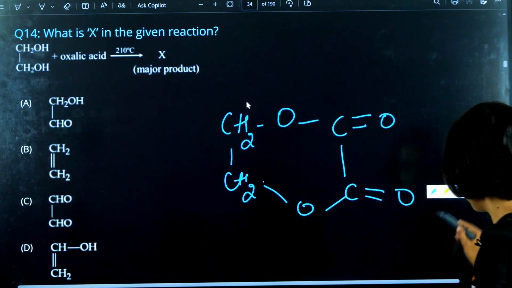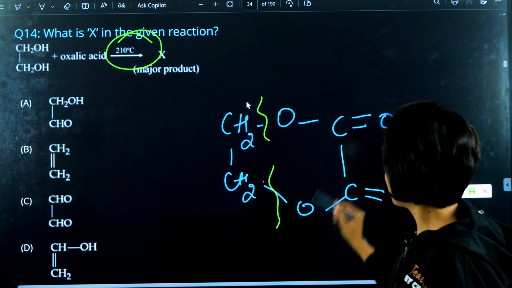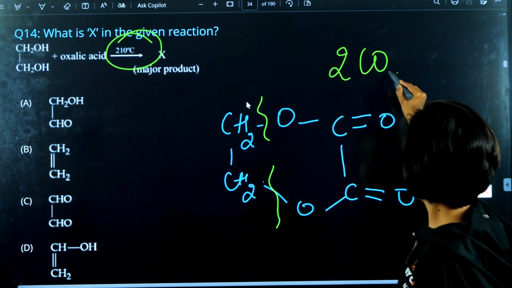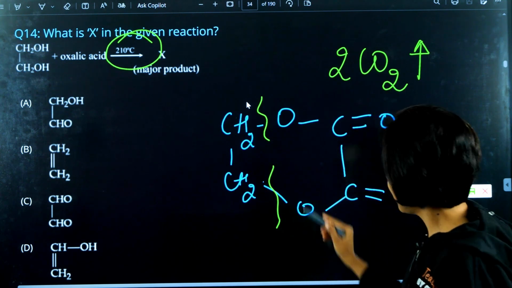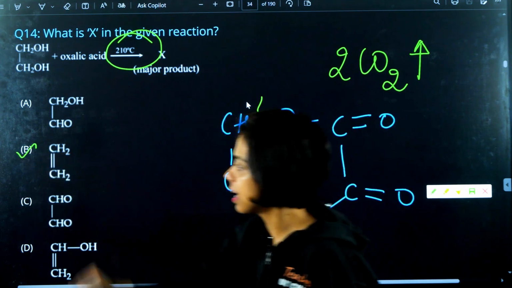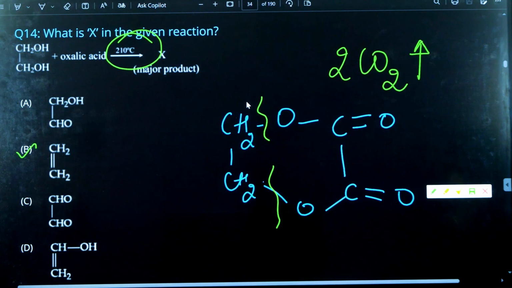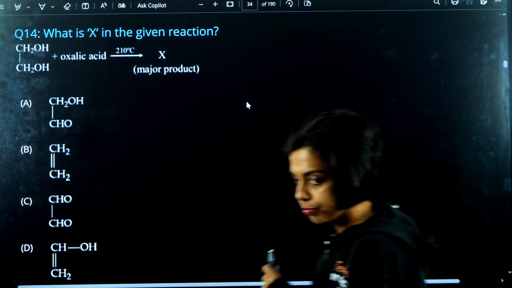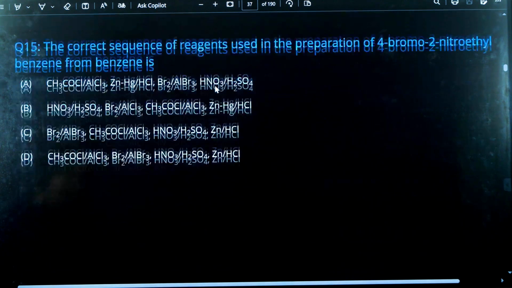Of course, because it is heated, on heating these bonds will break and 2 molecules of CO2 will be released. CO2 will be evolved and finally we get a double bond here. So the answer has to be B. We get an alkene here. Please check. Yes, a cyclic ester formed on heating will lose CO2 and you get alkene as the product. Done. Okay, let's move ahead.